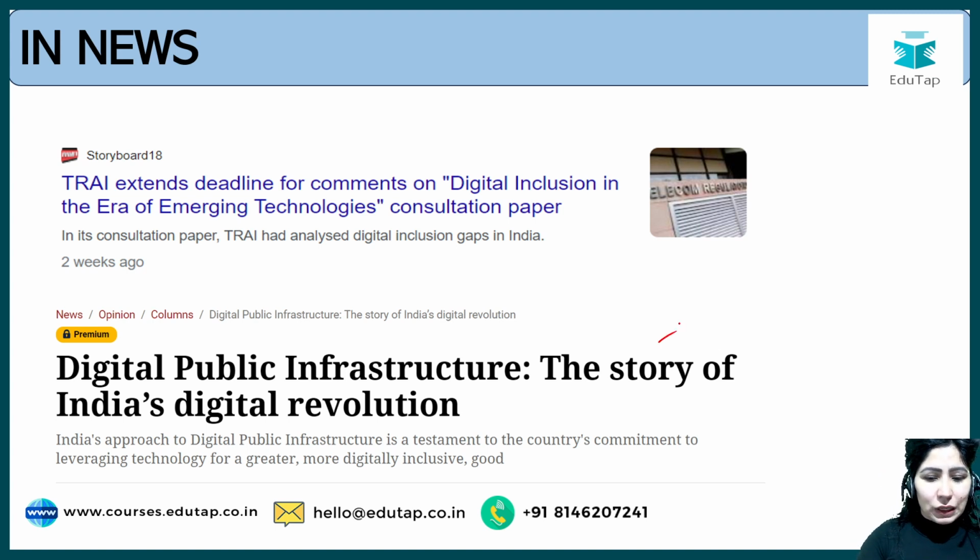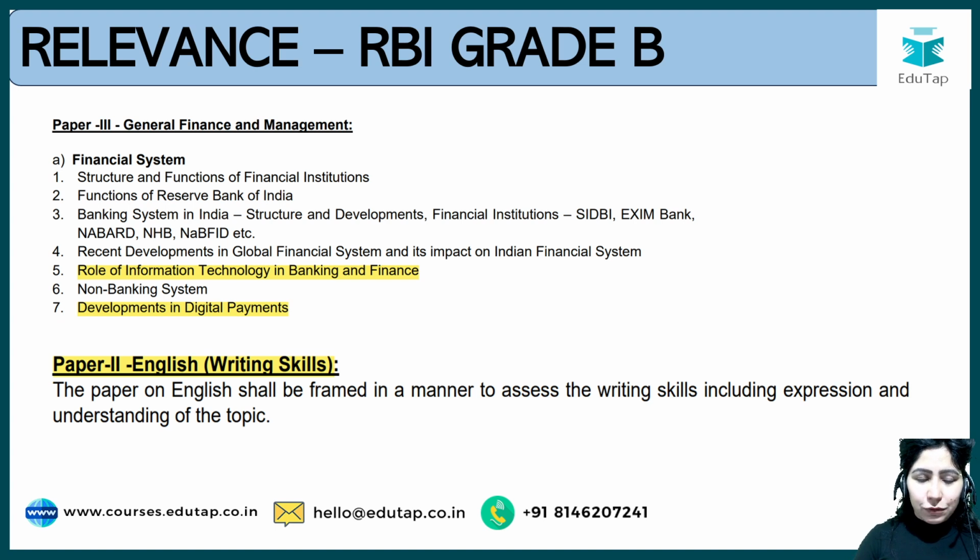So we will be discussing this topic with respect to digital public infrastructure, because DPI or digital public infrastructure has been in news. If I talk about September, then Indian Express covered an article on this, calling it the story of India's digital revolution. And 2 weeks ago, TRAI extended deadlines for comments on digital inclusion in the era of emerging technologies consultation paper. So yes, it was not in news like 2 days back or 3 days back, but since we are preparing for the long run for phase two, then we have to be prepared for all the topics which are important for the nation and for your exam.